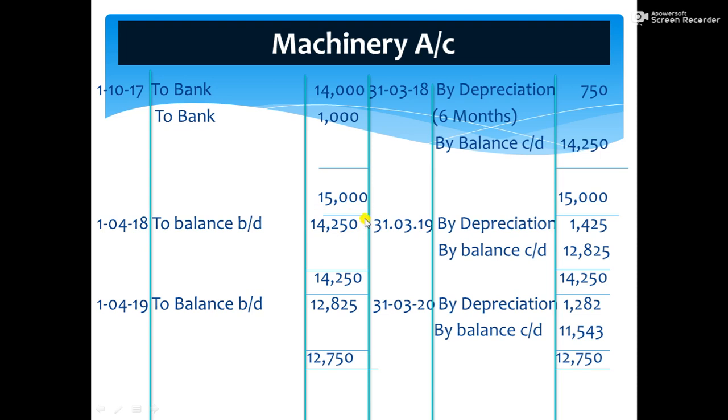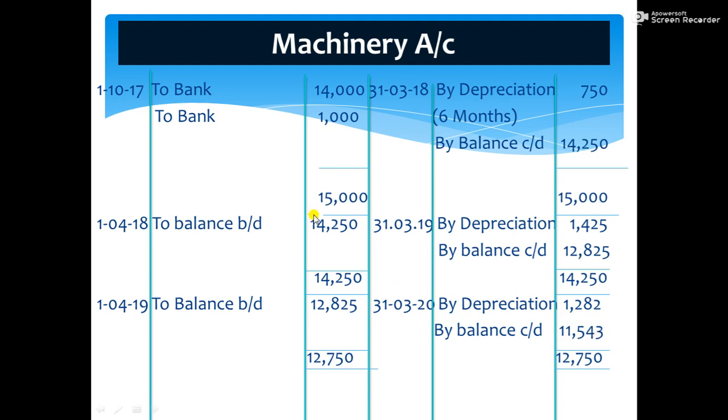Here we provide depreciation on the balance, not on the original cost. So 14,250 into 10%, full year depreciation 1,425. The balance is 12,825. Brought forward that balance to the next year and calculate depreciation for that year. 10%, 12,825 into 10%, 1,282 depreciation, and calculate the balance, that is 11,543.